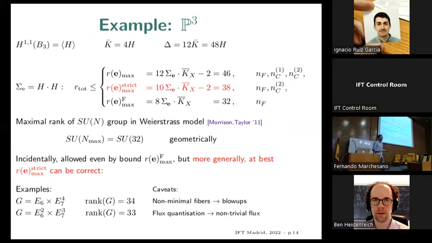And now let's compare this to what actually is going on in the geometry. This is a very simple geometry. So for instance, if we look at the maximal rank of the SU(N) gauge group that one can get, this was shown to be maximal rank 31, which compares well with this naive bound, where we ignore the contribution from the chiral multiplets. But in fact, this bound can easily be violated. And we believe that the strict bound here, the 38, indeed is the correct bound. And so far, we have not found any contradiction.